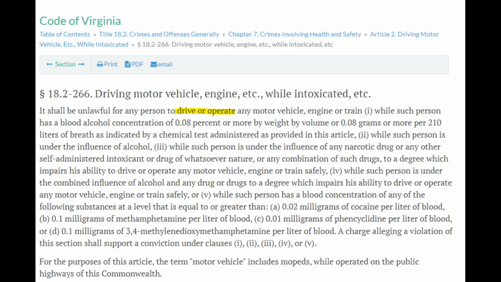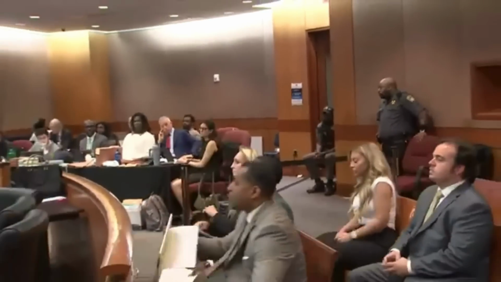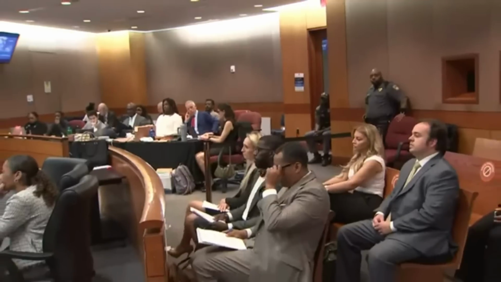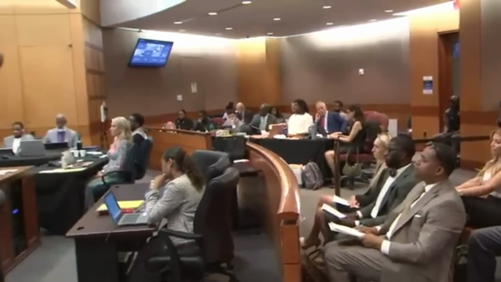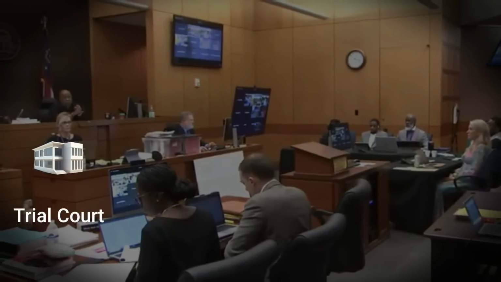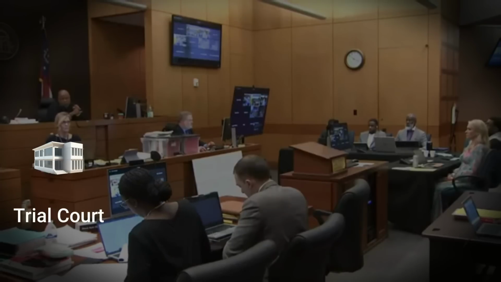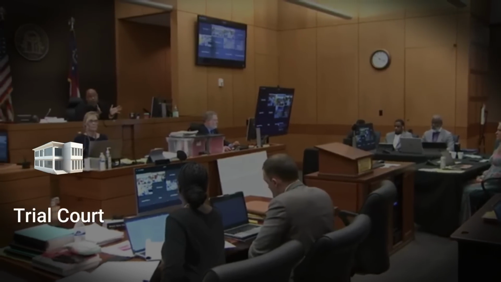Notice, the statute says it is unlawful for a person to drive or operate a motor vehicle. As the term operate is not defined within the statute and can lead to confusion, the court must interpret the meaning of the term operate and make a ruling as to what operates means within the DUI statute. This ruling at the trial court level will only affect the trial in which the judge makes the ruling. It will not affect any other trials.